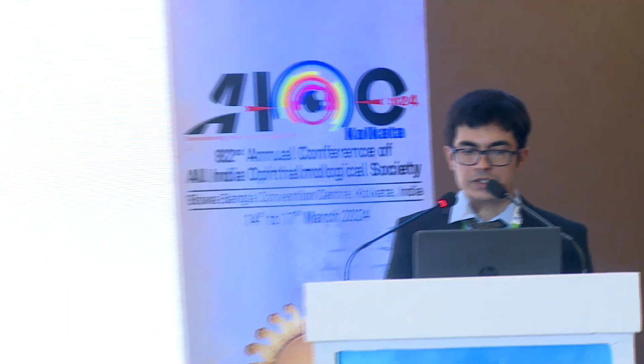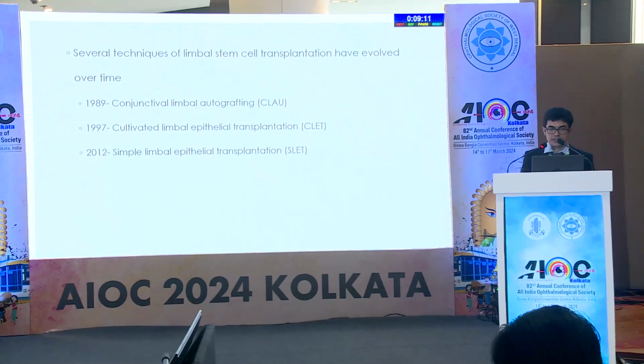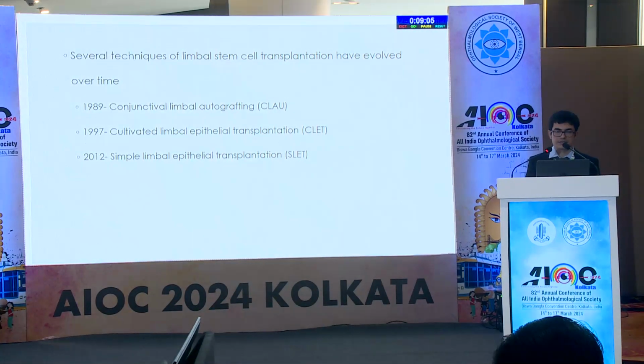Going briefly into history, already it has been discussed, but several techniques of stem cell transplantation have evolved over time. Conjunctival limbal autografting was first introduced in 1989, but it led to large areas of stem cells being removed from the healthy eye and led to iatrogenic stem cell deficiency. So in 1997, cultivated limbal epithelial transplantation was introduced. In this, a small lenticule was removed from the healthy eye. It was grown in a laboratory, but it still needed a sophisticated laboratory. So in 2012, Sangwan et al. came up with in vivo growth of stem cells, that is simple limbal epithelial transplantation.